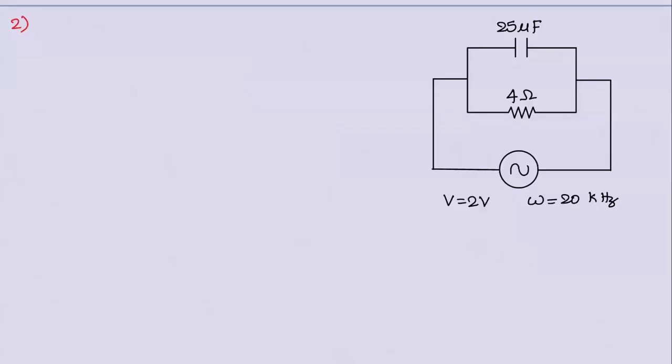Question number 2, diagram is given: 25 microfarad, 4 ohm, and this is the value, right? Good. Now observe. We'll write the phasor first. Voltage, 2 volt is given.